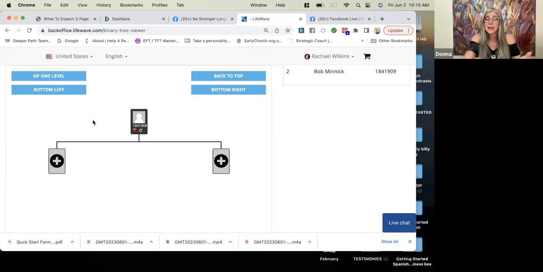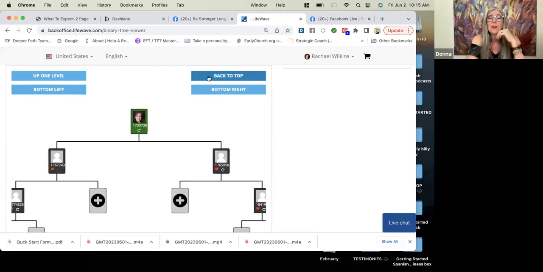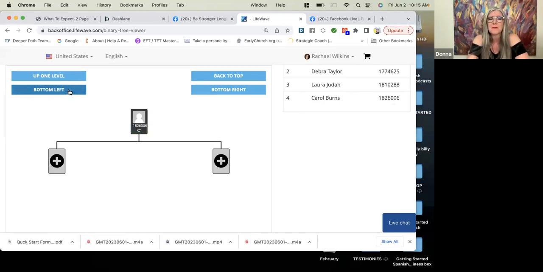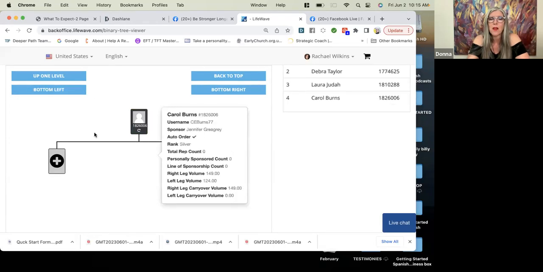So let's go back to the top, which is a great practice. Anytime you're going to enroll anyone, you start talking to somebody and you're on the bottom somewhere, but you forgot where you are. Just click back to the top and start over. That's the safest way to not build underneath someone else's organization. We're going to click bottom left. And here we are, bottom left, under this person.